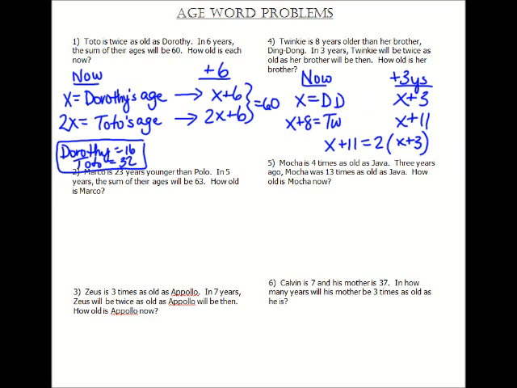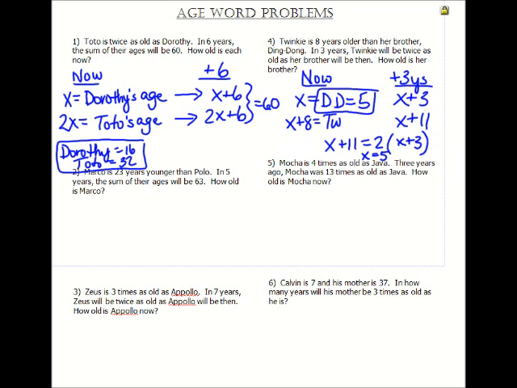Then you solve that, and you should get X equals 5, and they want to know how old her brother is. So the brother is 5, right? Because Ding Dong is X, and X equals 5. Good.